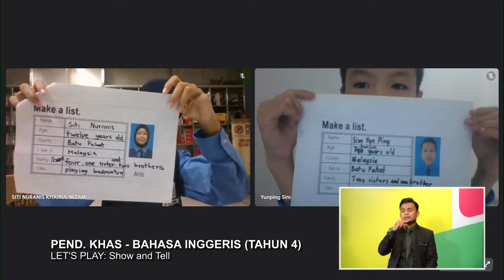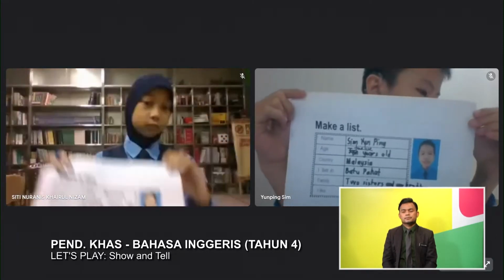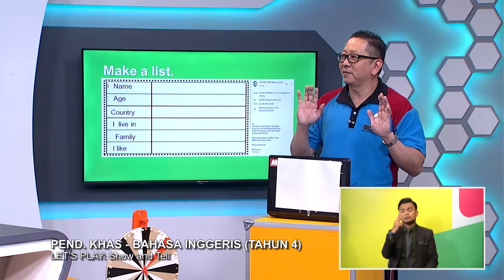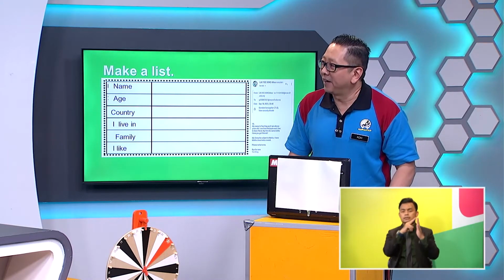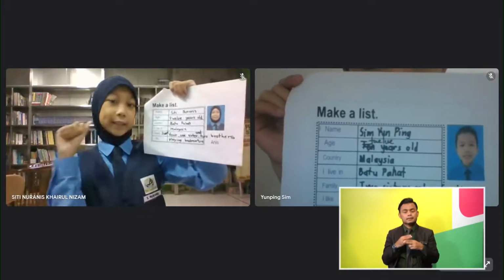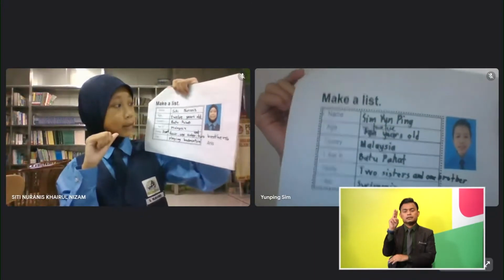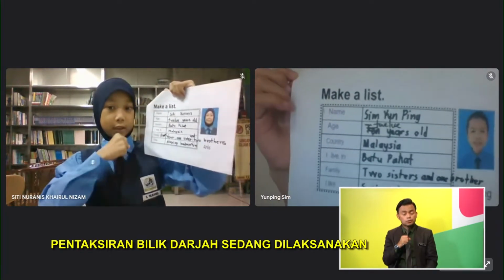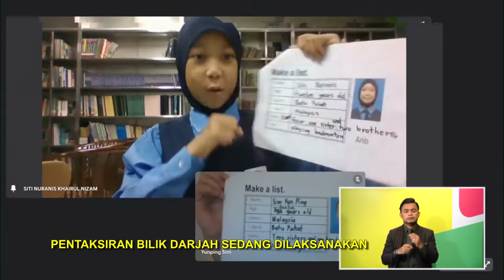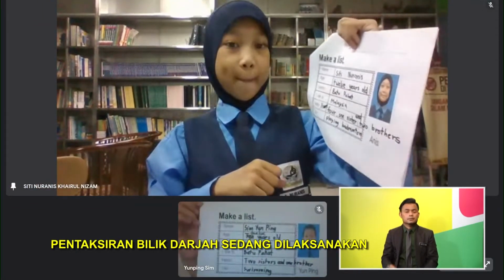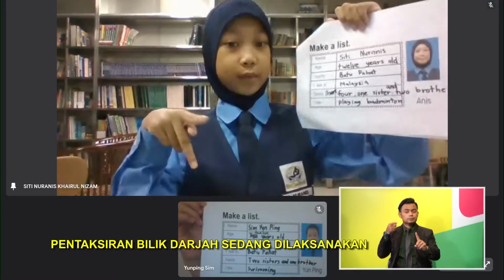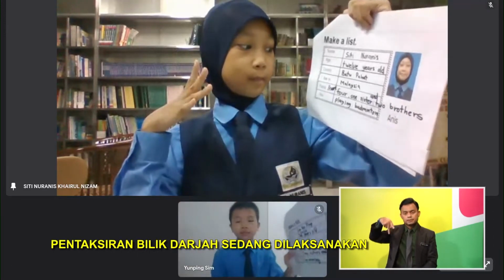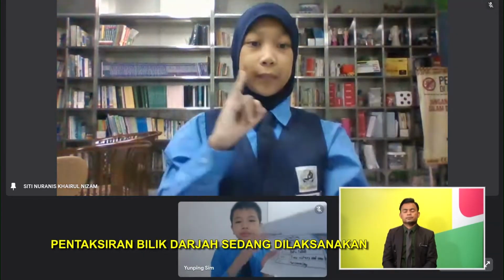Okay, right now. Anis, can teacher request Anis to read the name? Okay, read it out. My name is Siti Nur Anis. Good job. Next. How old are you? I am 12 years old. Okay. You are from which country? Malaysia. Okay, Batu Pahat.